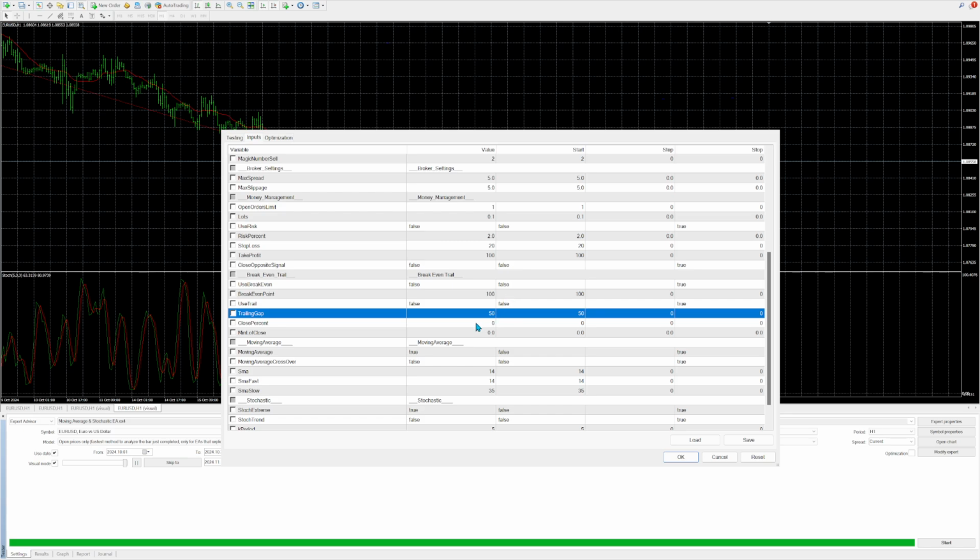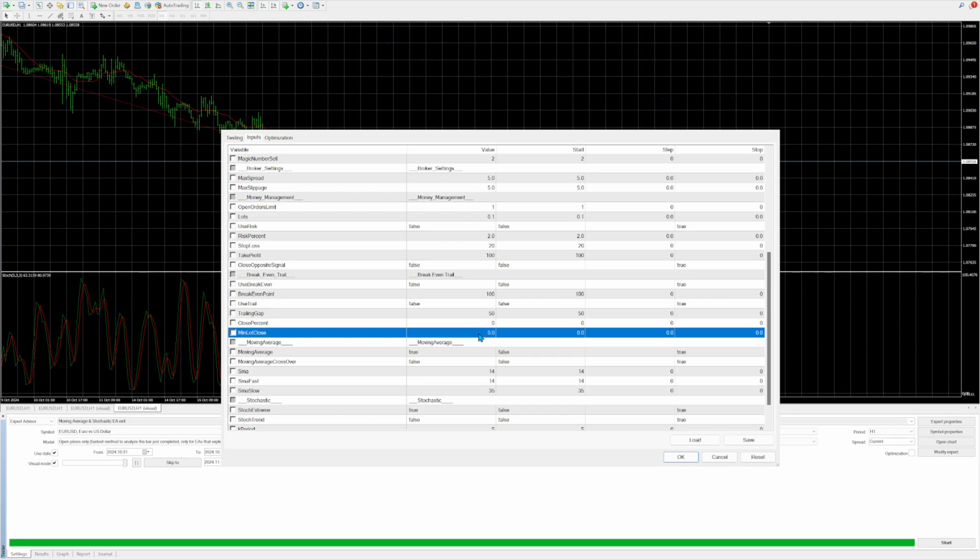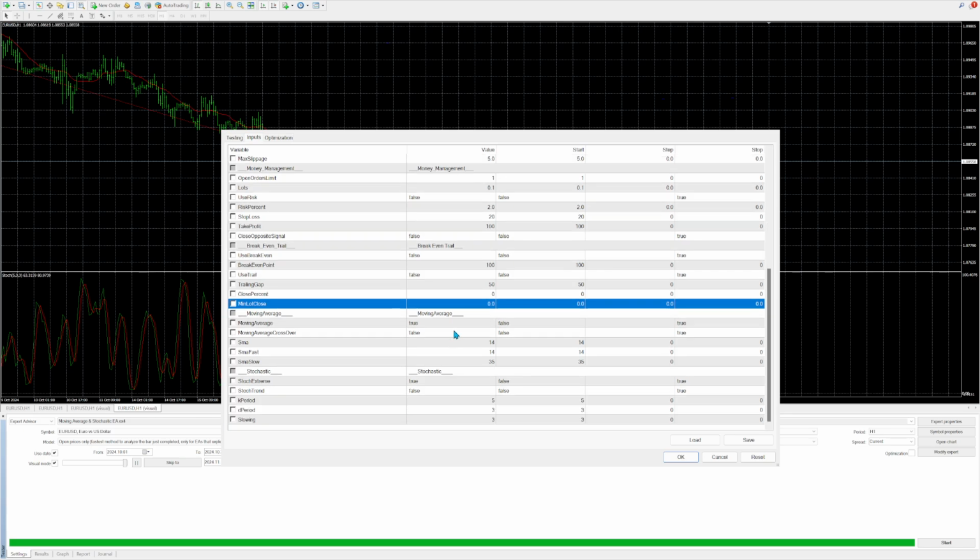Close percent. This is a percentage of the order you'd like to close, if any, as the break-even point and trailing gap distances are reached. And the minimum lot close is when you would like the EA to stop closing part of the position. Say, for example, you were trading one standard lot and you had minimum lot close set to 0.5. The EA would keep closing the position until you only had 0.5 lots remaining.